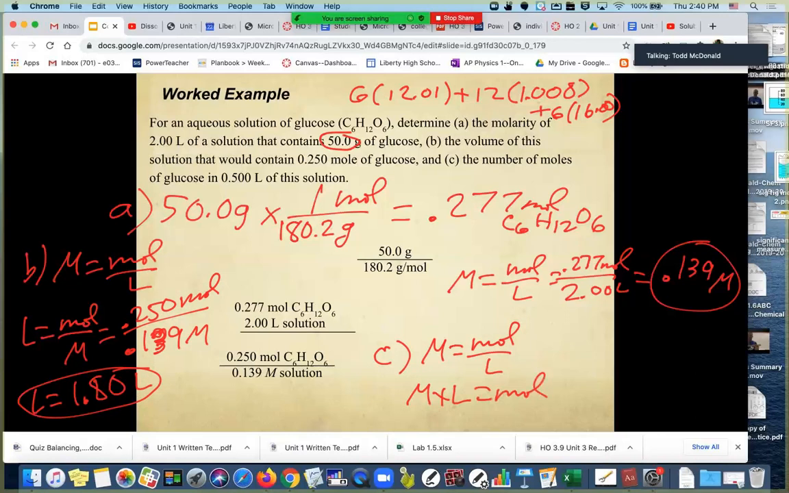So therefore, if I take my 0.139 molar and I multiply it by 0.500 liters, it actually tells me I get 0.0695 moles is how much I would have, okay? So all this is showing you is you can use the molarity equation as moles over liters. You can rearrange it to find the volume, or you could find the moles if you know the molarity and liters of solution, right?